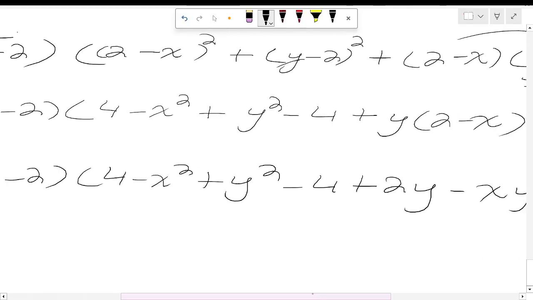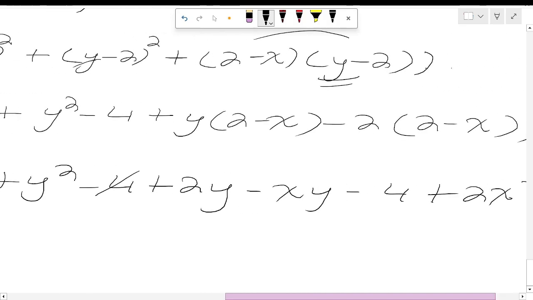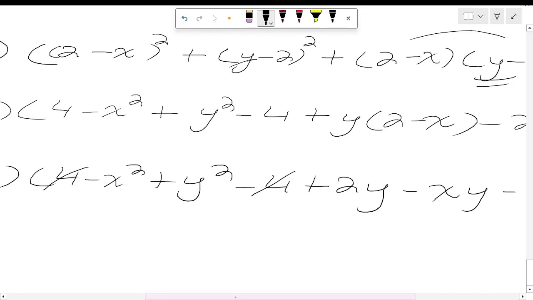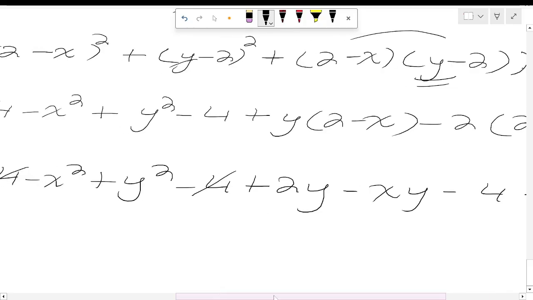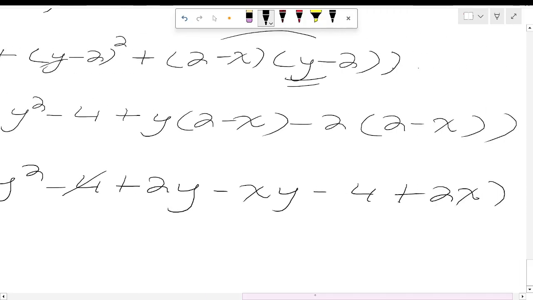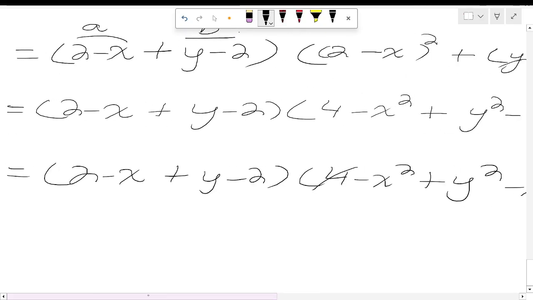So this is positive 4, this is negative 4, they will cancel each other out. Then we have negative x square, and we don't have x square anywhere else, so this will remain the same. Then we have positive y square, it will also remain the same. Then we have 2y, so 2y will also remain the same. So this will be our answer.